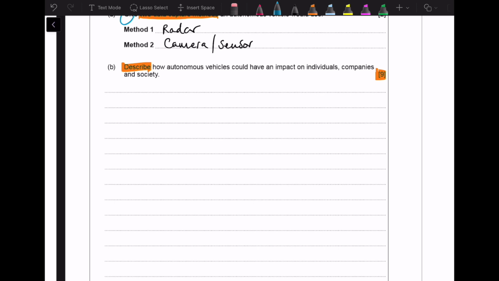So when you're structuring this, you need to, in your mind, think of individuals, and then think of advantages and then disadvantages. You also then need to think of companies, and then again plus plus minus, and then society. Now bear in mind, I've said there 2 positives and 1 negative for each one. You don't have to do that. You could do 1 positive and 2 negatives. It depends on what you can remember.